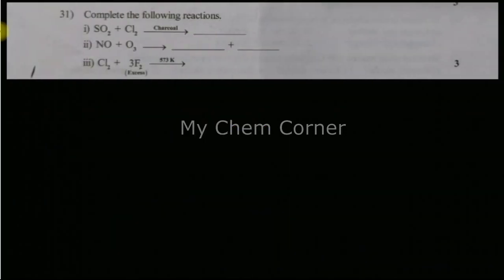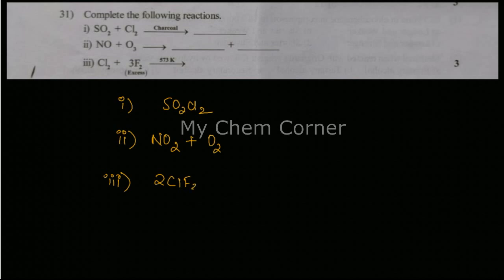Next is a question from P block. Here, complete the following reactions and 3 reactions are given. So for the first one, SO2 plus Cl2 in the presence of charcoal, your answer is SO2Cl2. Okay. Second one, NO plus O3 is going to give you NO2 plus O2. And the third one is from an interhalogen compound, Cl2 plus excess of F2 will give 2 ClF3. Wherever balancing is required, you have to balance your equations.